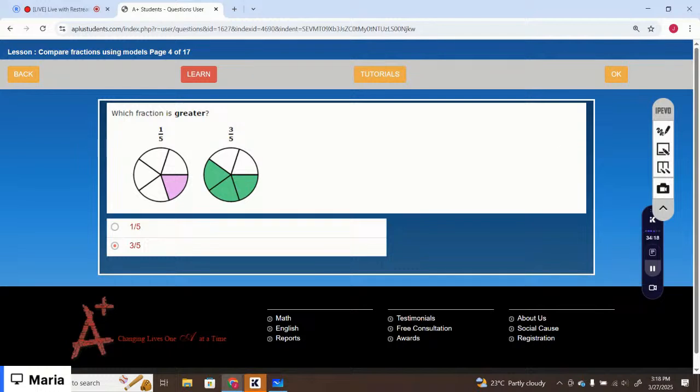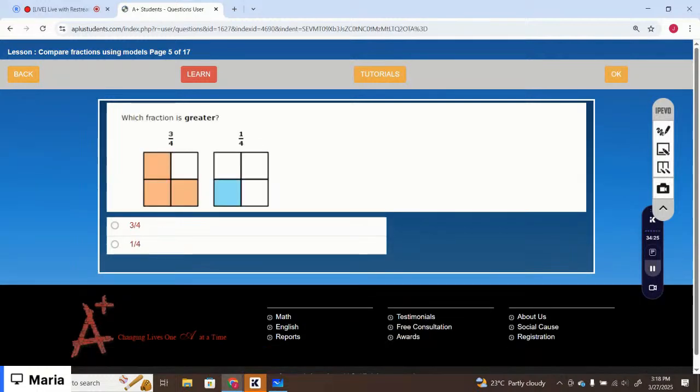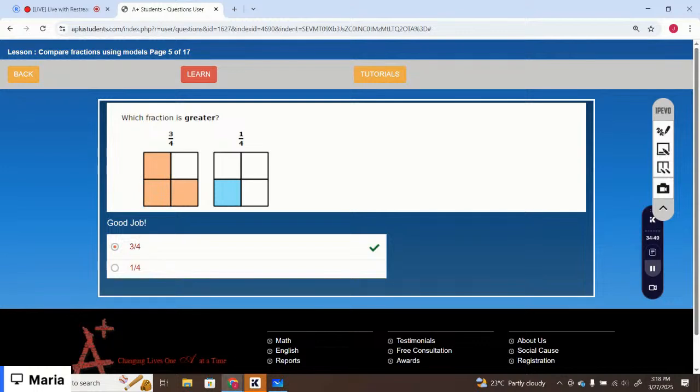Three-fifths is greater, right? Because three-fifths has more portion colored than the other fraction. Which fraction is greater, 3/4 or 1/4? Three over four has more portion colored than 1/4. So 3/4, option one, is the correct option.